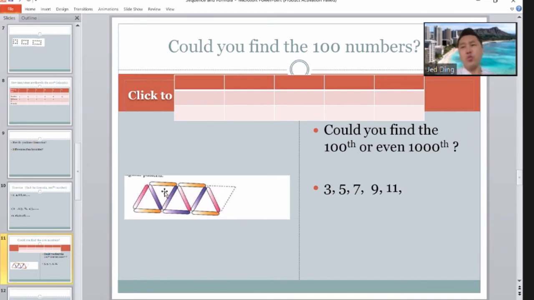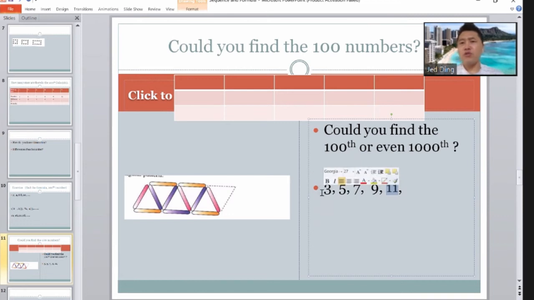How many balloons does he or she need for the first 2 triangles? We counted 1, 2, 3, 4, 5. 5 balloons. So we write down the second item as 5. How many balloons does she need for the first 3 triangles? 1, 2, 3, 4, 5, 6, 7. We write down 7. And it goes on and on. For the fourth item, we write down 9. For the fifth item, we write down 11.